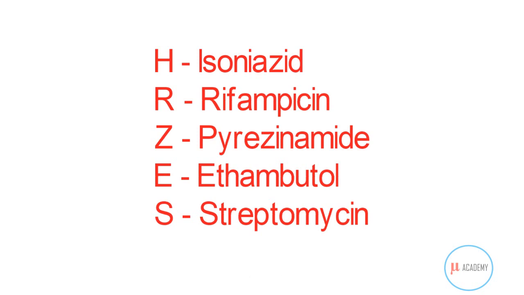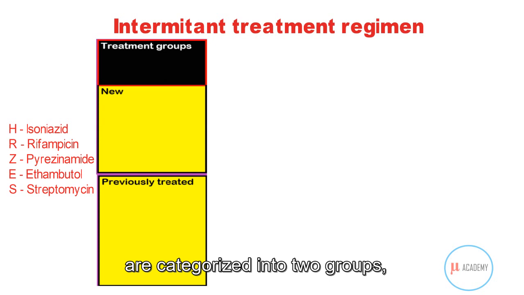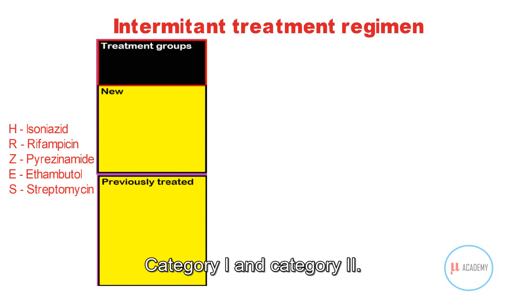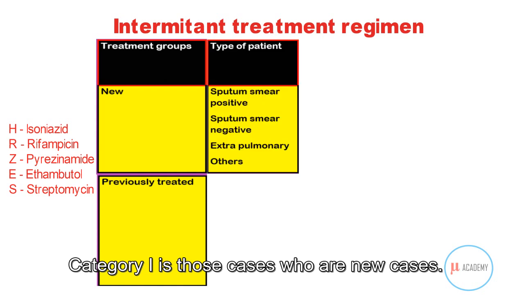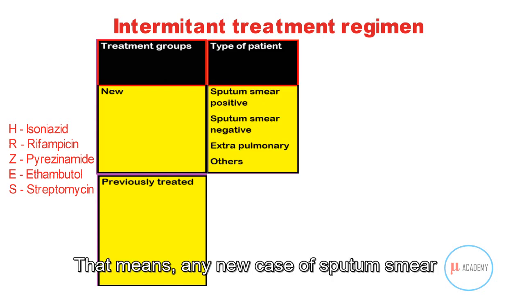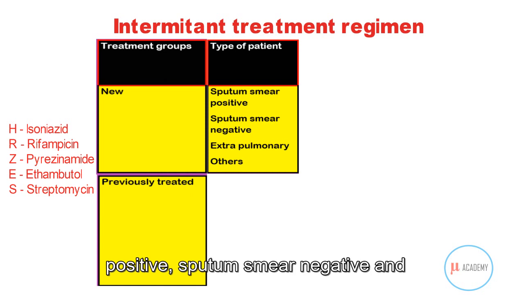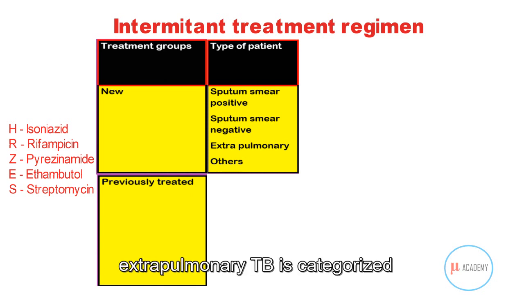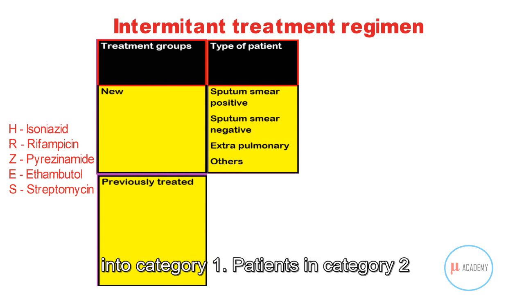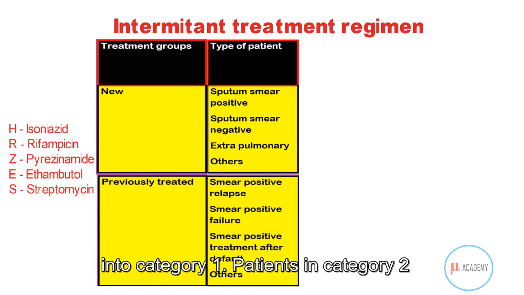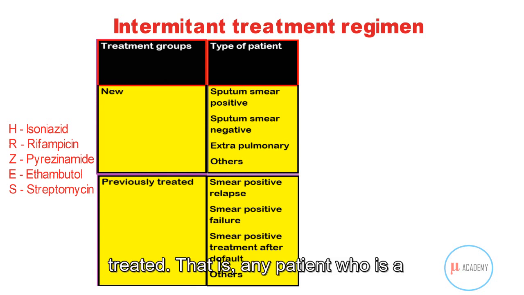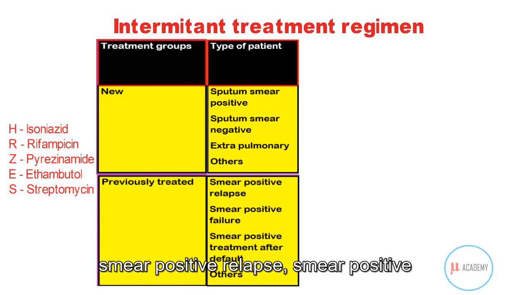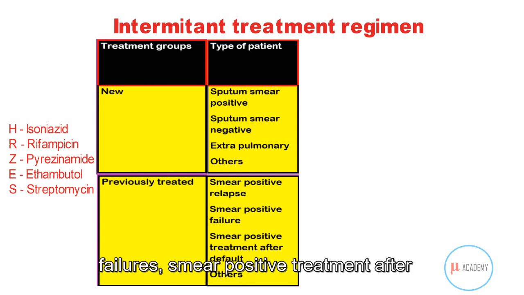In DOTS, patients with tuberculosis are categorized into two groups, category 1 and category 2. Category 1 is those cases who are new cases. That means any new case of sputum smear positive, sputum smear negative, and extrapulmonary tuberculosis is categorized into category 1. Patients in category 2 are those patients who are previously treated. That is, any patient who is a smear positive relapse, smear positive failure, smear positive treatment after default.